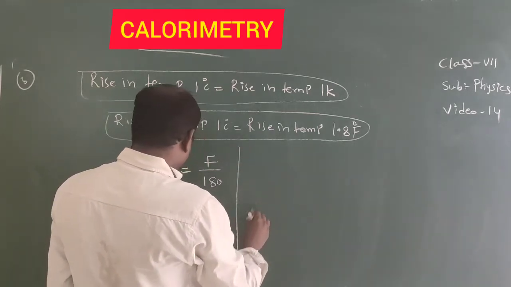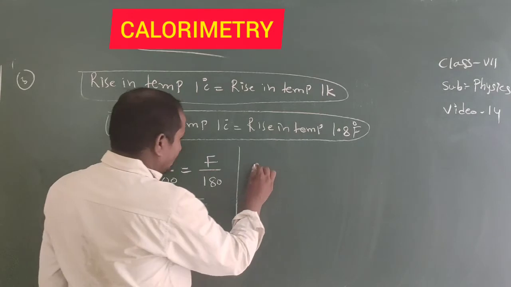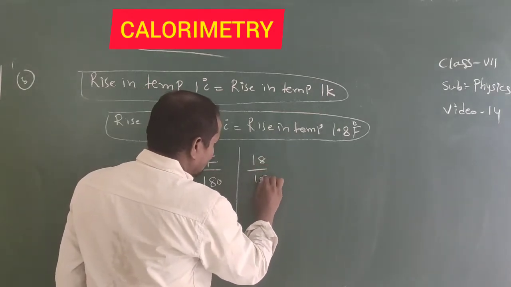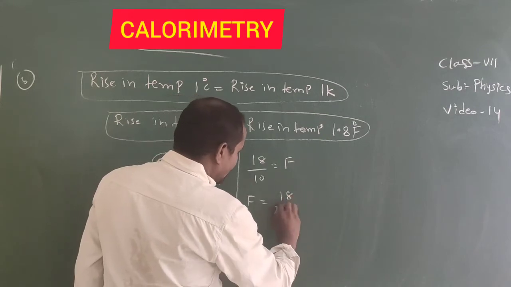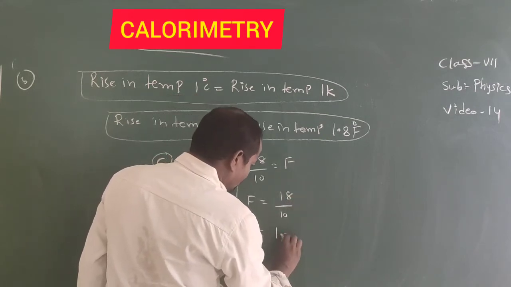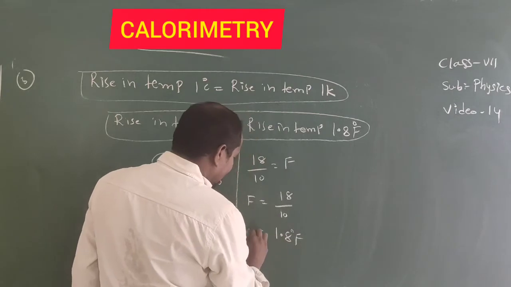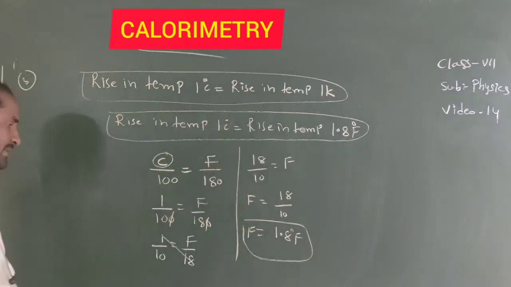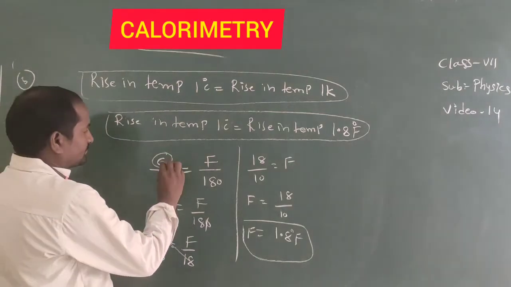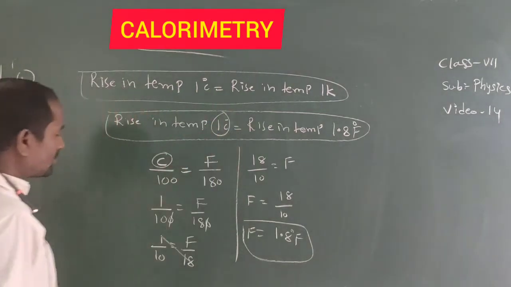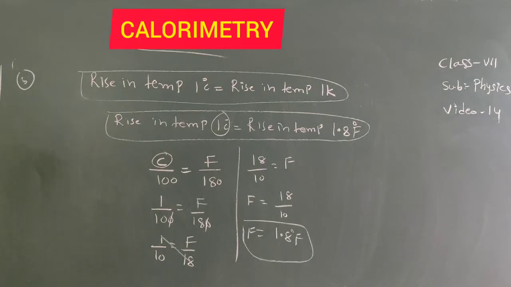That is 1 by 10 equal to F by 18. From this equation, I am doing cross product here. 18 by 10 equal to F. Therefore, F equal to 18 by 10, that is equal to 1.8 degree Fahrenheit. What is the value of Fahrenheit? That is 1.8. Rising temperature 1 C equal to rising temperature Fahrenheit equal to how much? 1.8 degree Fahrenheit.